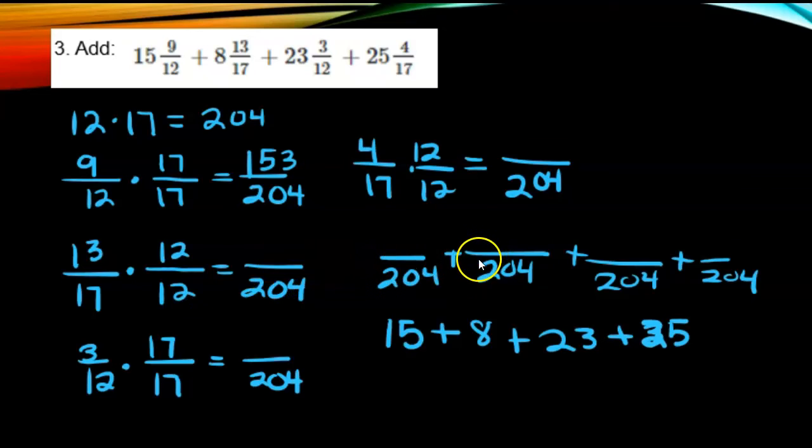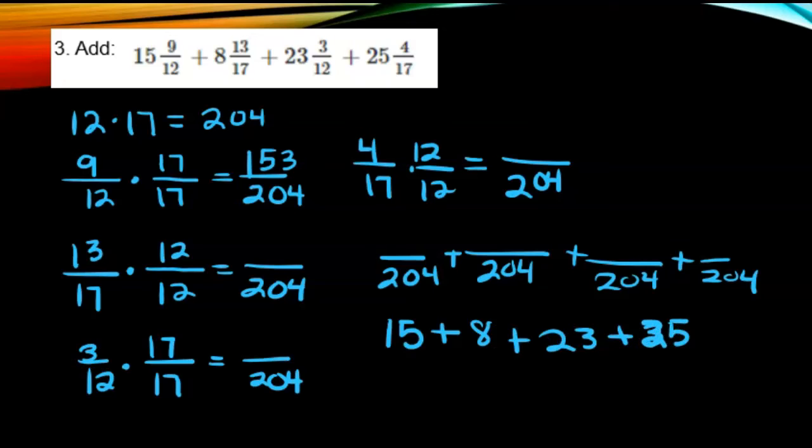Then you're going to add all those fractions together, and you're going to add all of your whole numbers together. Once you do that, you will have your answer. Remember though, if you add your fractions together and the numerator is greater than the denominator, you have to add those whole numbers onto your answer from your whole numbers.